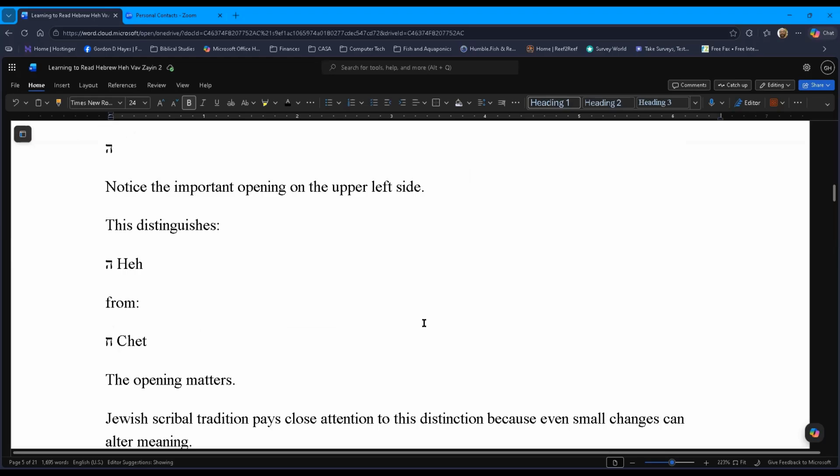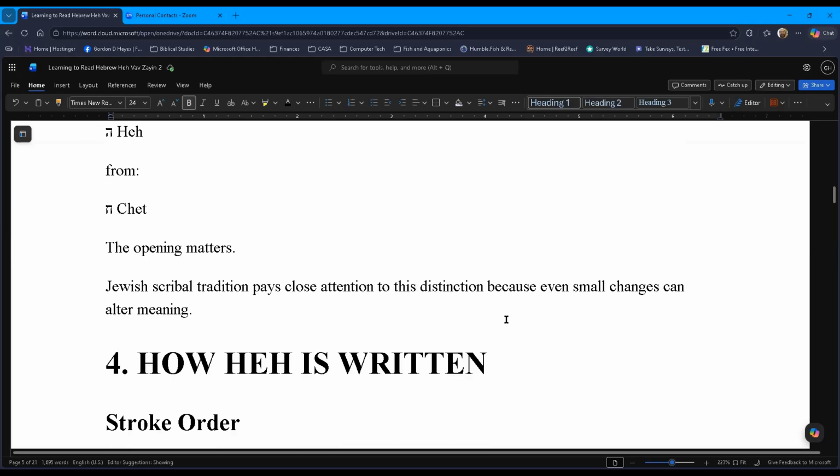Jewish scribal tradition pays close attention to this distinction because even small changes can alter a meaning. We talked about that with the letter Aleph. And when the letter Aleph is in a name or a word, and that Aleph is switched out for an ayin, the ayin is of lesser value. So that person or that thing is exhibiting a lesser value for some reason. And so the scribal tradition was to really pay attention to those little changes, look at the context, see what you can find.